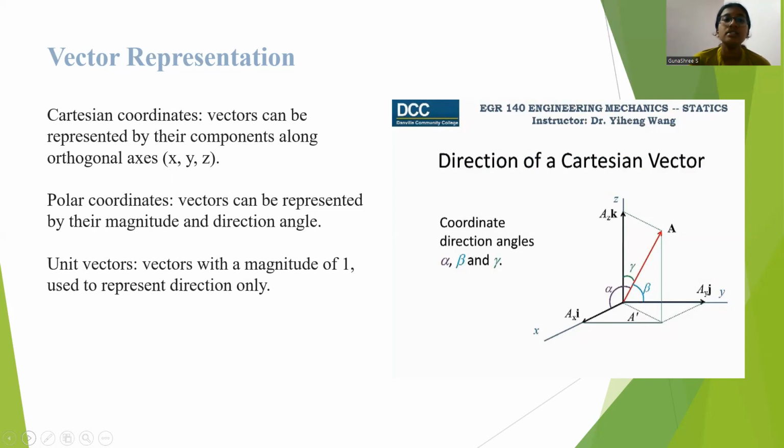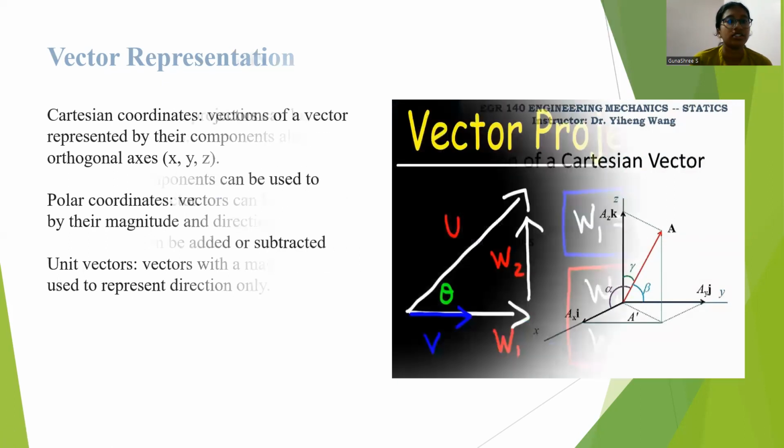In polar coordinates, the representation is in terms of magnitude and direction angle. And in case it is a unit vector, a unit vector is a vector which has magnitude 1, and it is only used to represent the direction.